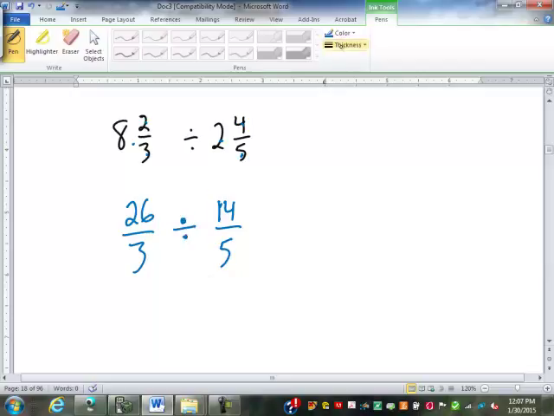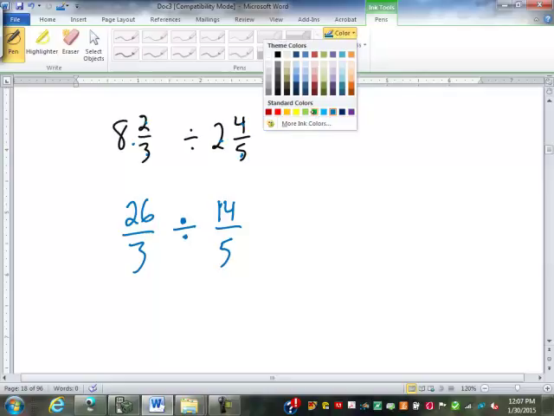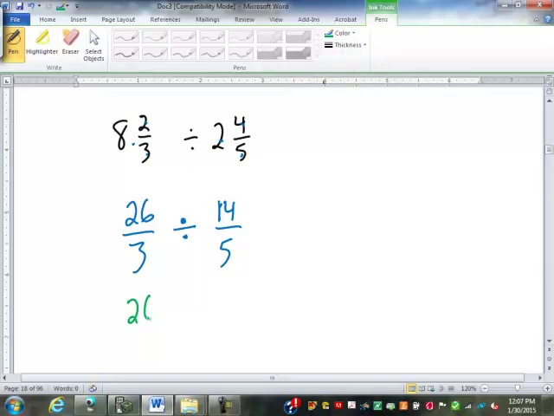No, it's still division. We may have made them into improper fractions, but we have not taken the reciprocal yet. So again, the first fraction stays the same. It's the one we're dividing by that we take the reciprocal of. So that's 14 over 5 becomes 5 over 14, and now it's times.